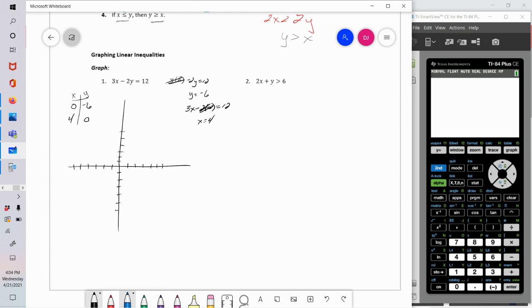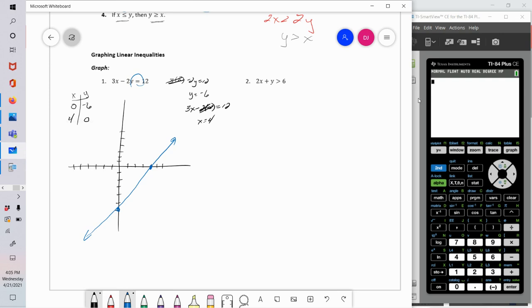Now we have our two values, 0, negative 6, and 4, 0. We have our two intercepts, 0, negative 6, and 4, 0. And then we have our line that goes through those 2 points. And that's the equal to.